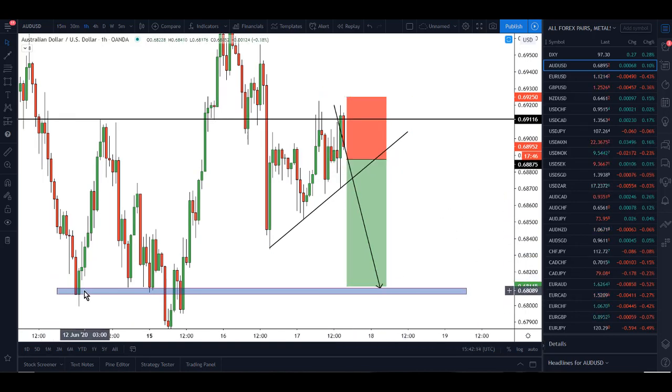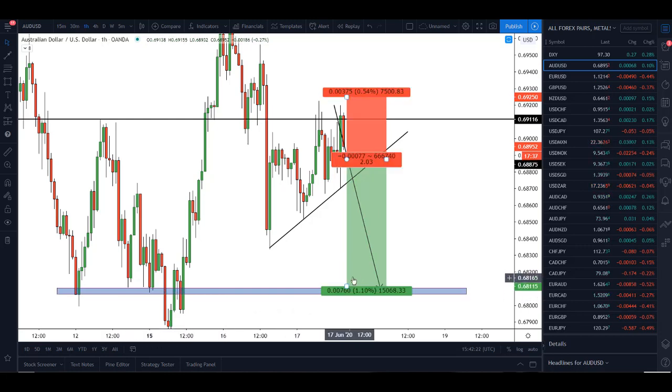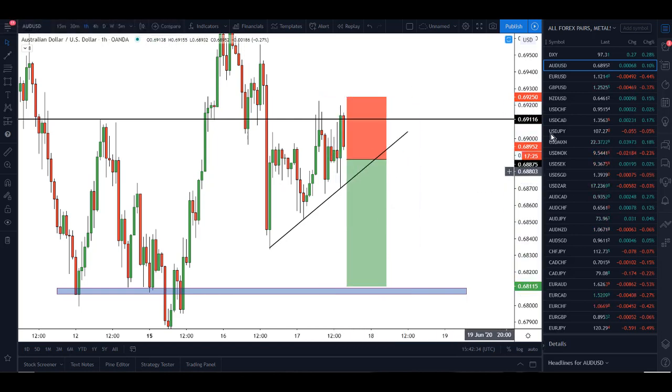So we've seen price come down there. Look, it broke here. This was a false break. These lows here. So if you're going to short Aussie dollar, look to take profit around this zone here. So I like Aussie dollar short.